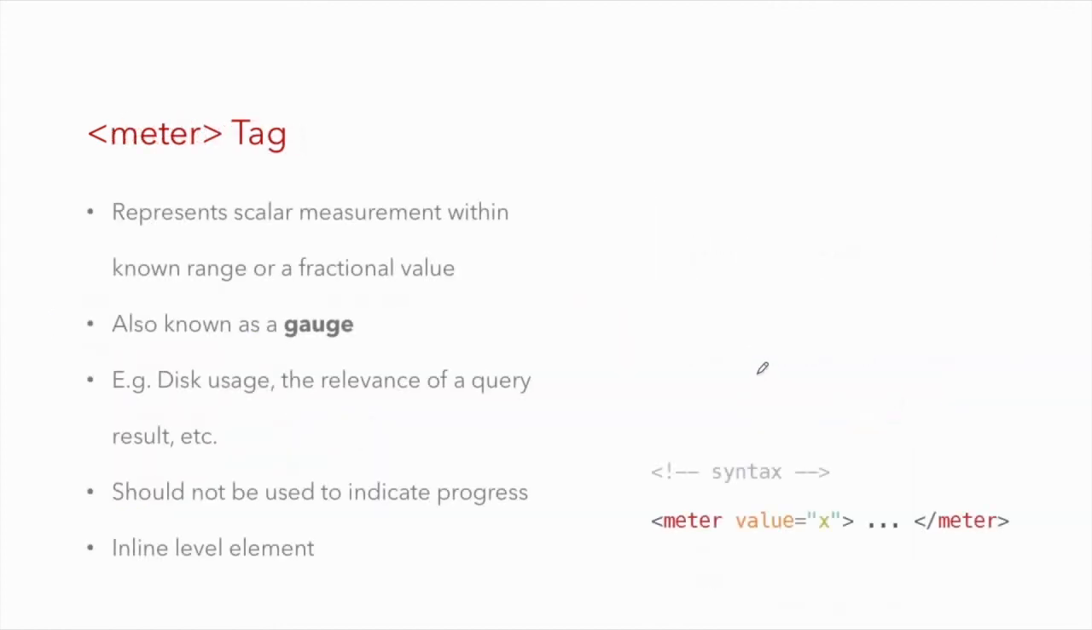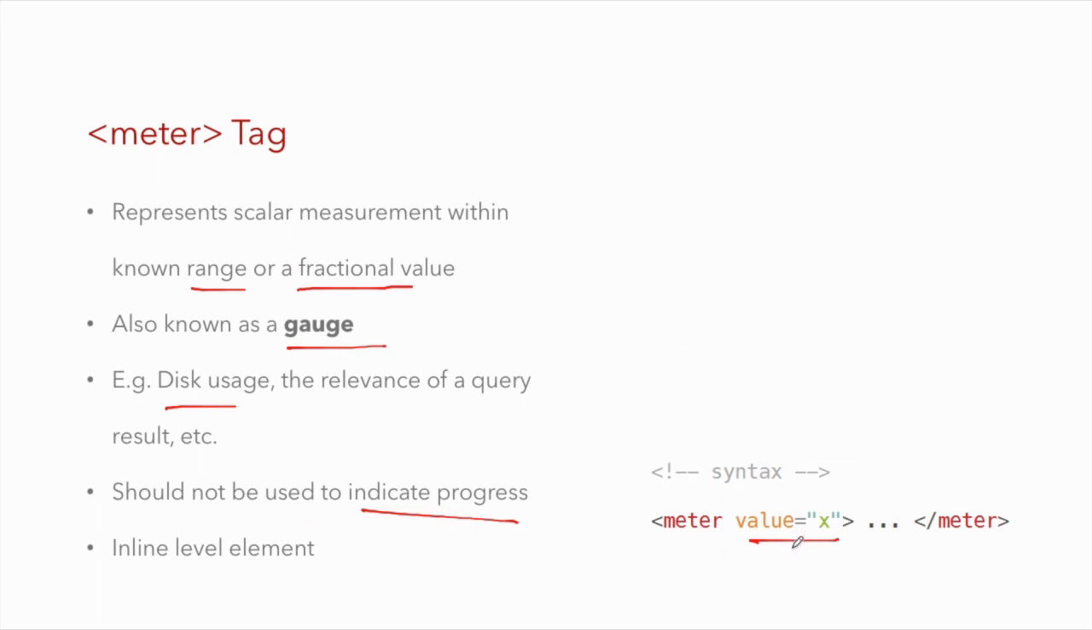Then we have a meter tag. It represents a scalar measurement within a range, or a fractional value. This tag is also known as a gauge, and it can be used to, let's say, display your disk usage or the relevance of a query result and so on. It should not be used to indicate progress, as in you should not use it to indicate certain animation. Maybe you can use it to display a certain fixed value within this particular range, that currently the meter value is.